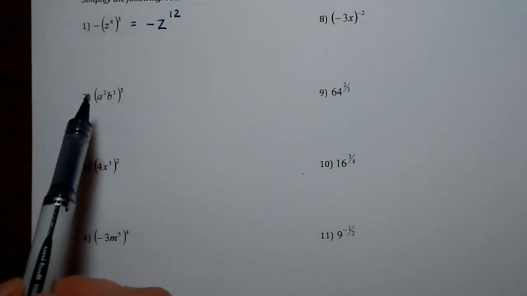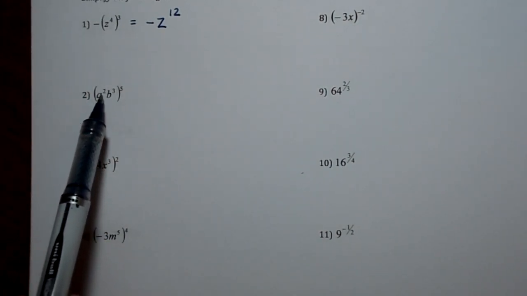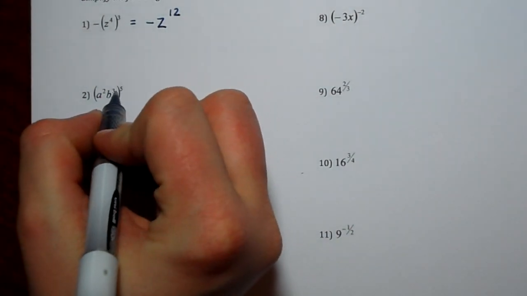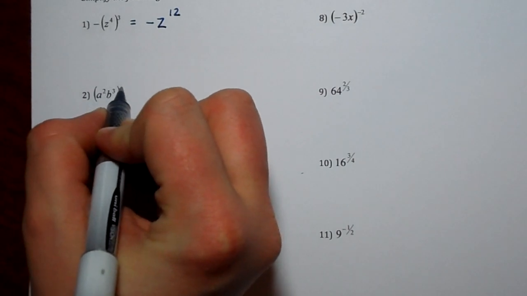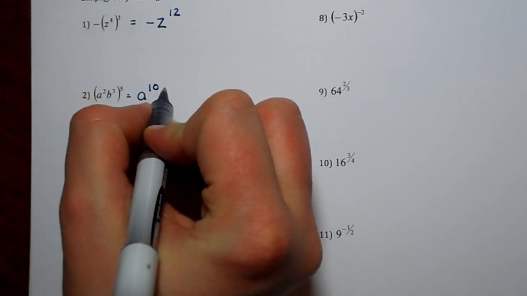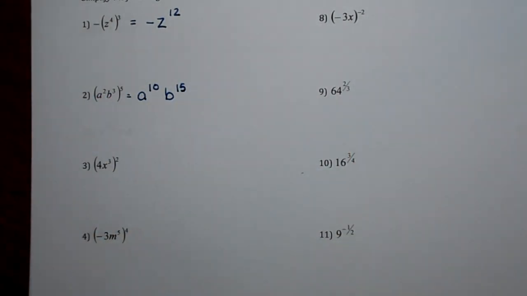The second one uses a similar method. You don't have that negative sign to worry about, but you are raising powers to powers, so you're still using that rule that says you would multiply your exponents together. So I'm going to do 2 times 5 is 10, and 3 times 5 is 15. And that's it for that one.